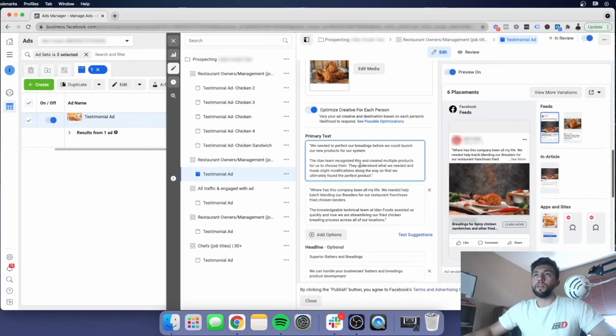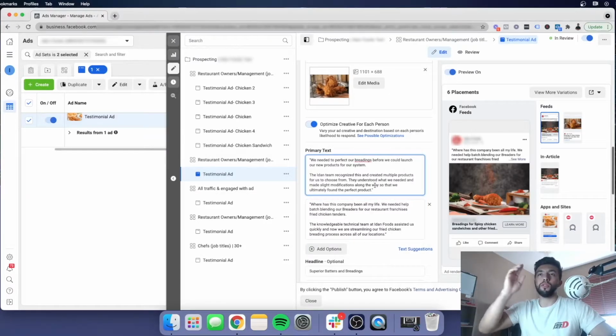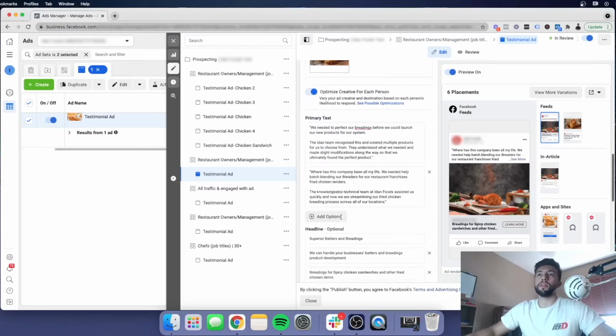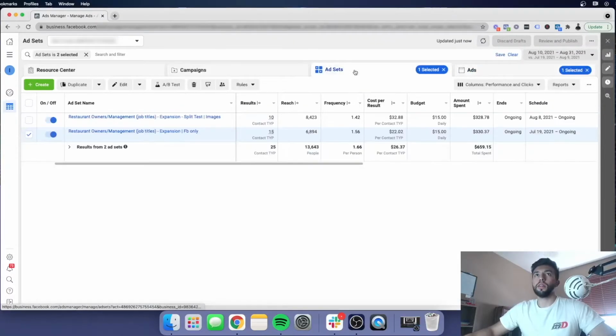For the ad copy, it was just testimonials. I just added two. It's the same thing for every single ad. I like to keep it consistent everywhere, so I use the same ad copy and same headlines. So that's basically how I was able to decrease it.